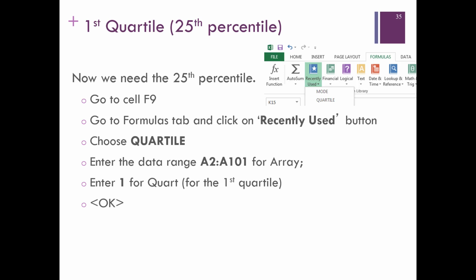Welcome back. Now we can calculate the 1st quartile. So go to cell F9 to input that information. If you go to the Formulas tab, you can click on the Recently Used button to get the quartile function now that you've run it. You can do the same thing as before, but this time enter 1 for quart to indicate that you want the 1st quartile, and click OK. Go ahead and pause this video and calculate the 1st quartile.